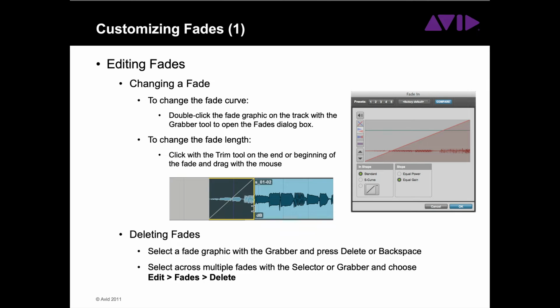Okay, let's talk about fades, customizing fades. We can change a fade. We can change the fade curve. We can double click on the fade graphic on the track with the grabber tool to open the fades dialog box. You can also just say Command F if you wish. Change the fade length. We can use the trim tool on the end or beginning of the fade to drag with the mouse. And of course we can also delete fades by just selecting it and pressing delete. Or if we had multiple fades, we could say edit fades delete.